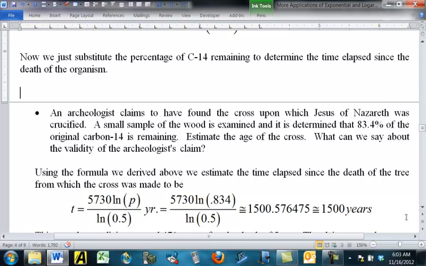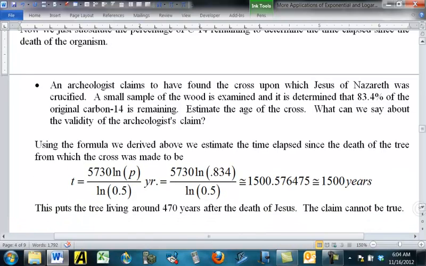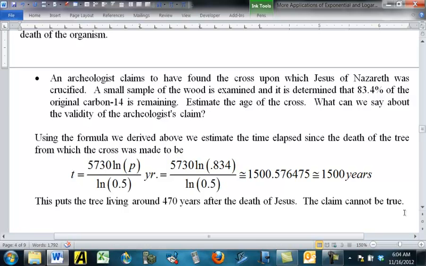Well, we can use this formula we just came up with. We put the 0.834 in place of P and work this out on your calculator. We get a little over 1,500 years. Well, wait a minute. That's not nearly old enough. So that's at least 470 years after the death of Jesus, thereabouts. So the claim can't be true. That tree was still living many, many years after Jesus died. So this was not going to be an authentic one. This might be a reproduction from the Middle Ages, but it's not the actual thing.